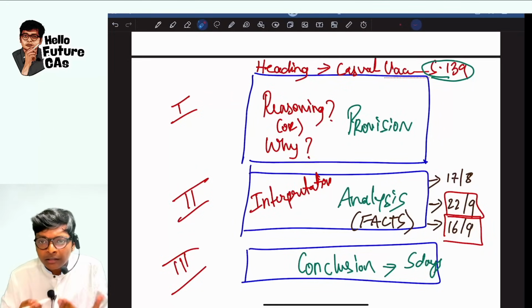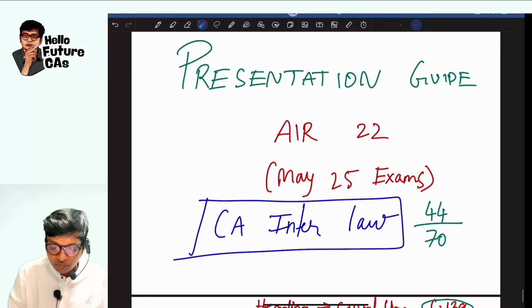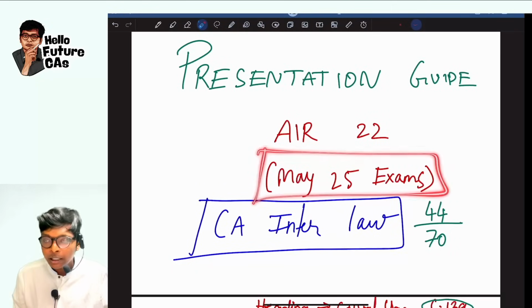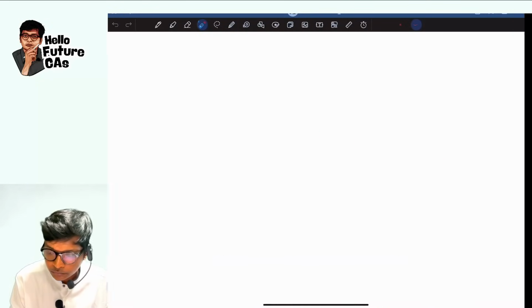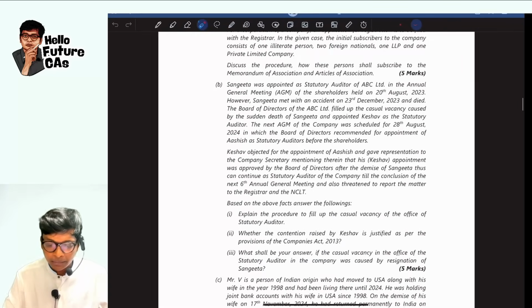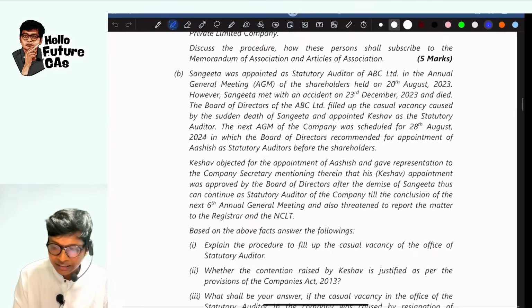Let's demonstrate how this has been done by an all India rank 22 student, that too in which attempt? In the latest May 25 exams. I will take the question first. Okay, the question, I am taking question number 1B, guys, compulsory question. Let's quickly read the question.